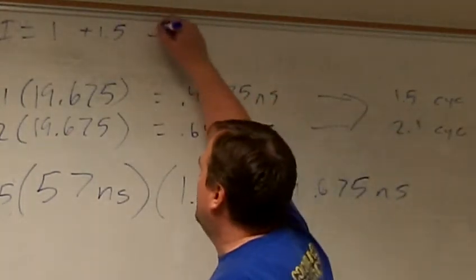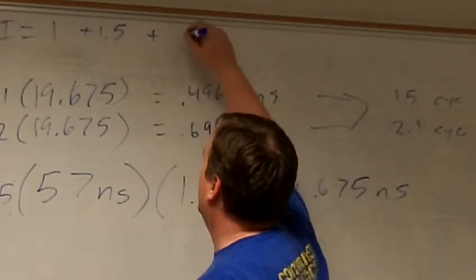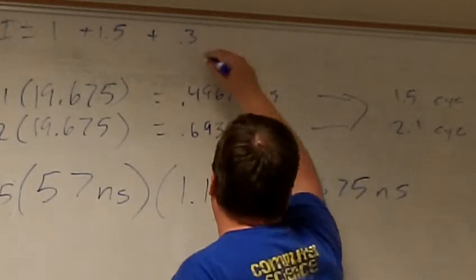So in our case, they're both the same, so I would just add them together, which would give me 0.3 times 2.1.